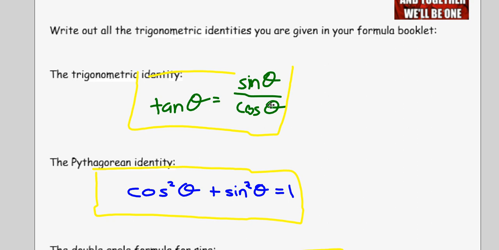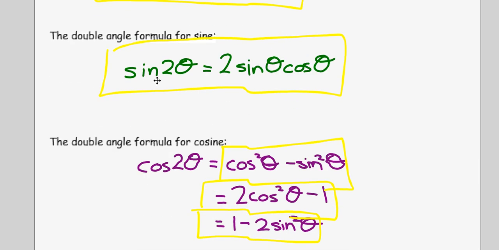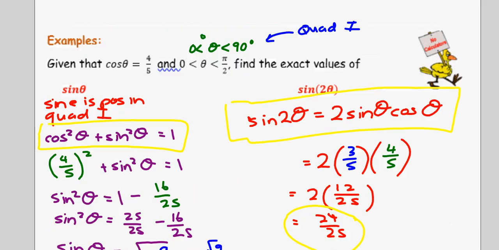Tan theta equals sine theta over cos theta. Cos squared theta plus sine squared theta equals 1, the Pythagorean trig identity. And the double angles: sine 2 theta equals 2 sine theta cos theta. And the double angle formula for cosine has 3 different versions: cos squared theta minus sine squared theta, 2 cos squared theta minus 1, and 1 minus 2 sine squared theta. They're all in your formula booklet as well, so you don't need to memorize those.